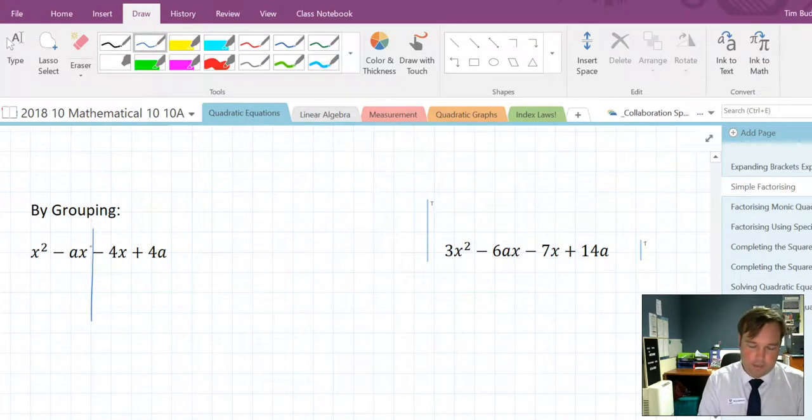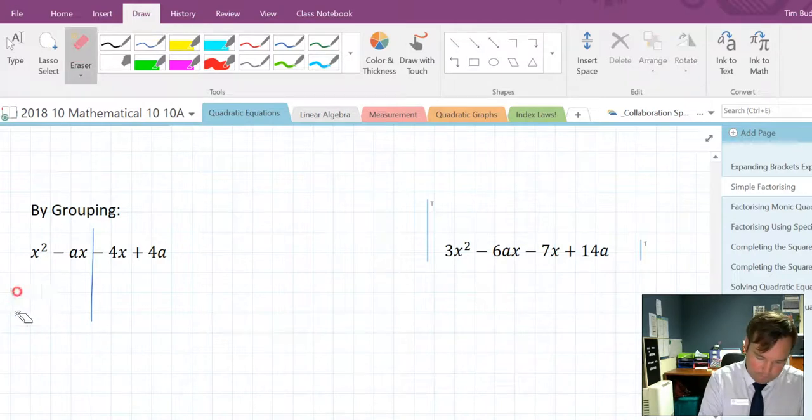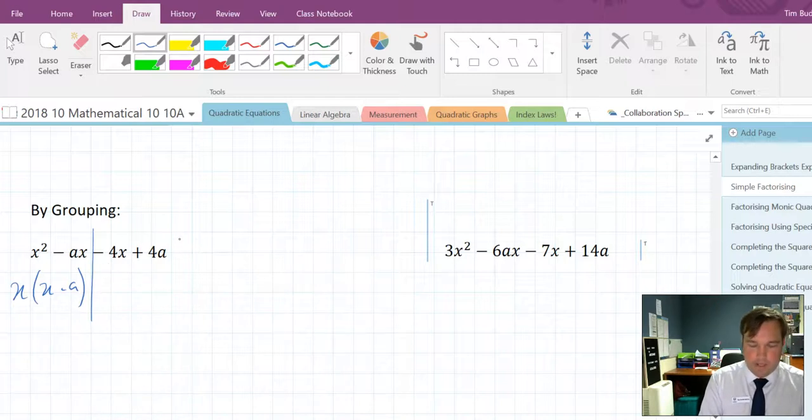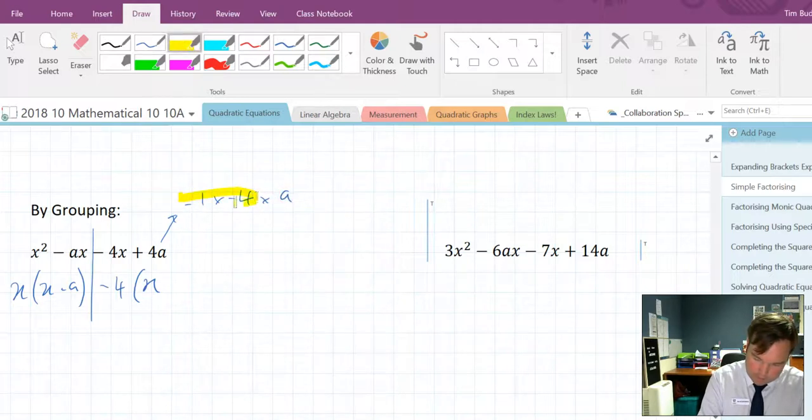If we look at this half, what's common to the left-hand half? Well, x can come out of both. So if we took the x out of both, we'd be left with x take a. What's common here is we can take a minus 4 out. So remember how I said we remove the minuses? If we took out minus 4, we'd be left with x. And here's the odd one. We can think of this as minus 1 times minus 4 times a. The reason we're doing minus 1 times minus 4 is because that gets us positive 4.